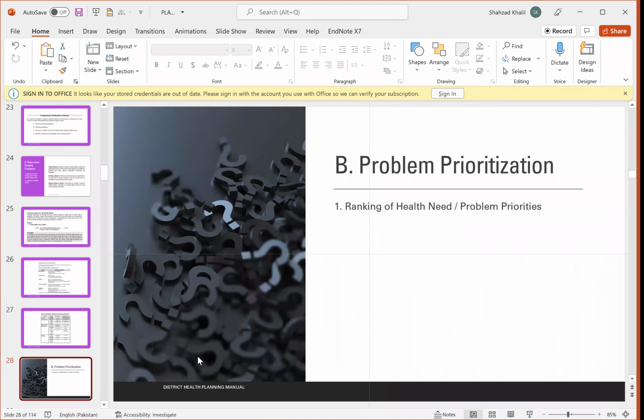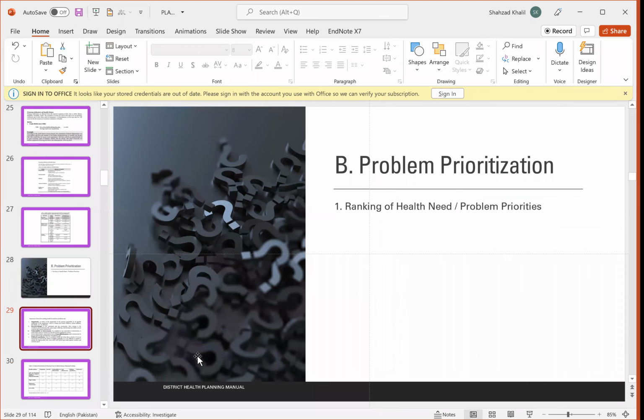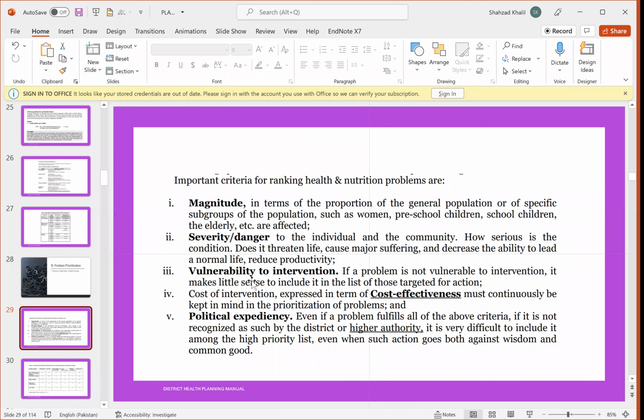Second is problem prioritization, the ranking of health needs and problem priorities. Important criteria for ranking health and nutrition problems include the magnitude of the problem, the severity and danger, the vulnerability to intervention, cost effectiveness, and the political expediency.